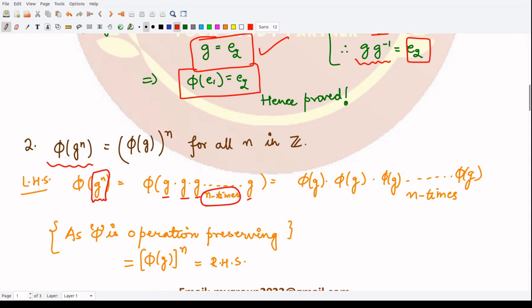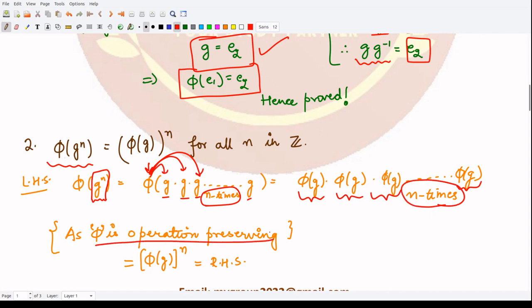Now because phi is a homomorphism and it has the operation preserving property, you can separate it out for each individual element. So you can write it like this, phi of g, phi of g, phi of g into phi of g. How many times? In total n times, correct? Why? Because phi is operation preserving, and this phi of g is now appearing n times. So you can write it like this, phi of g whole raised to power n, and this is what we wanted to prove in this second property. You see, the proofs of these properties are quite simple.